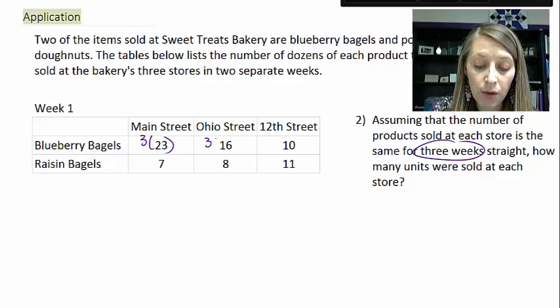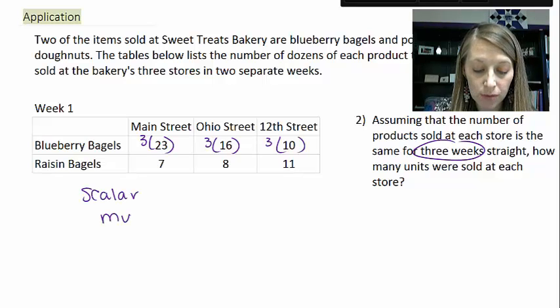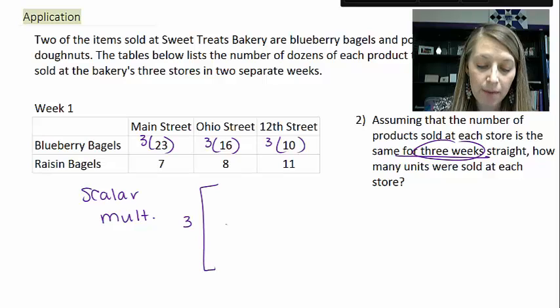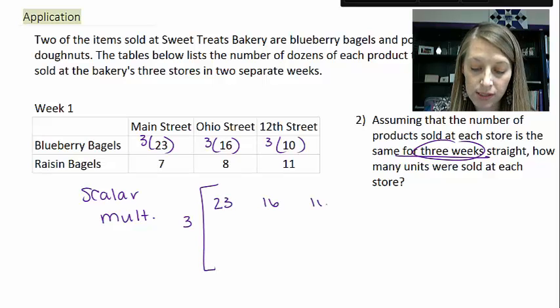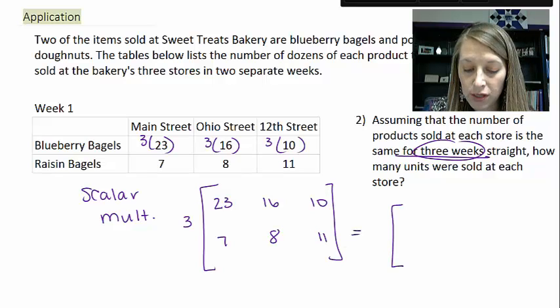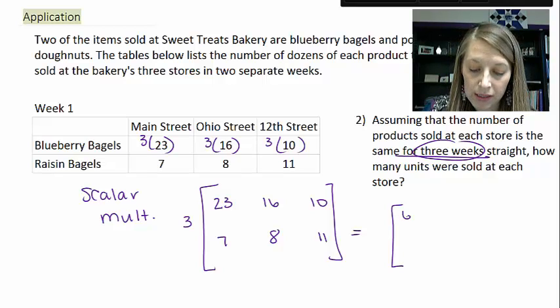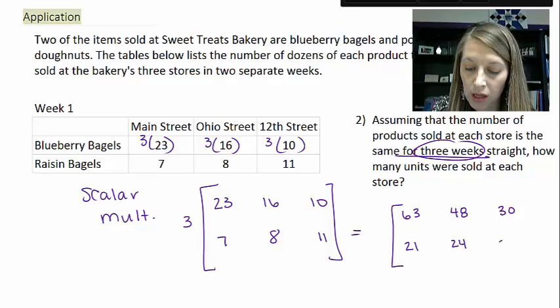Well, same thing for this one. I would take 3 times this one, 3 times this one, so on and so forth. So this is an example of my scalar multiplication. I would be taking 3, because I have 3 weeks straight, times my matrix of 23, 16, 10, 7, 8, and 11. And if you can do this simple multiplication, then you would be getting the answer here. And so we would be getting 63 sold here, 48 sold there, 30, 21, 24, and 33.